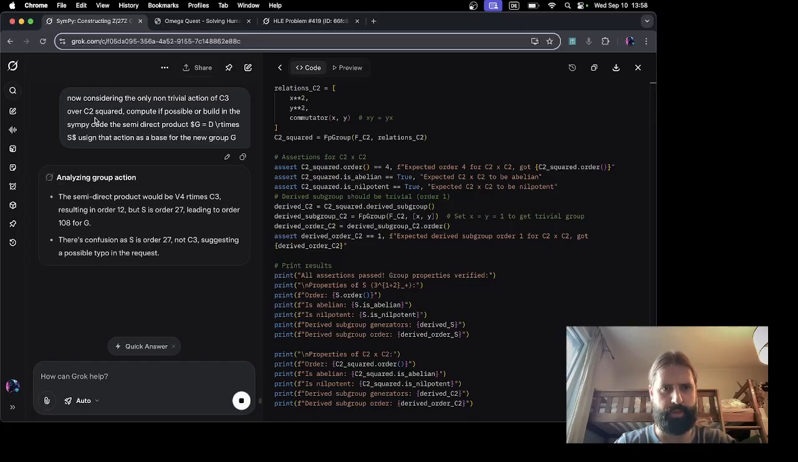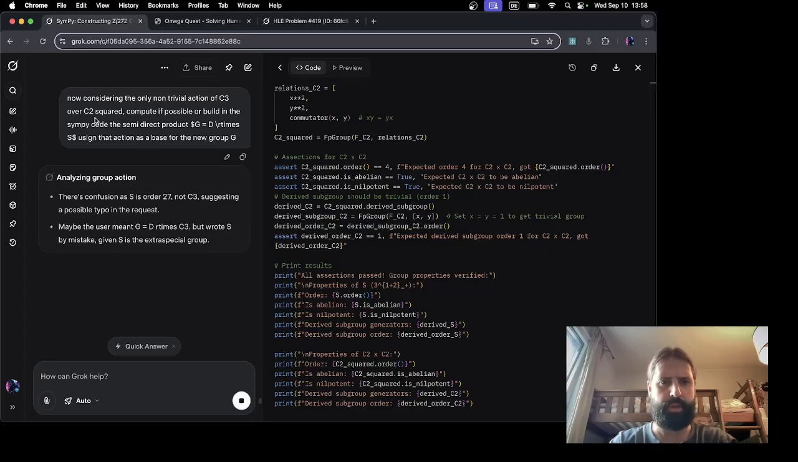Order 12, but S is order 27. G, exactly. Like the 108 order makes kind of sense. It's confusion. S is 27, not C3. Suggesting a possible typo on the request.